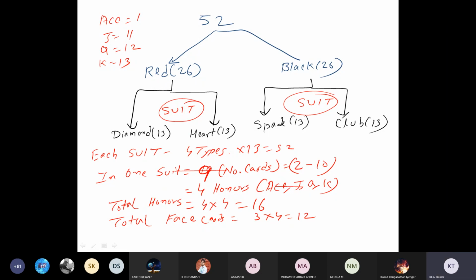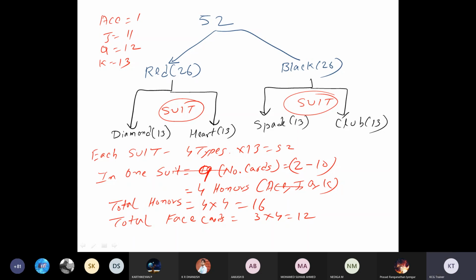These 4 cards, ace, jack, queen, king, are called honors. Honors means the most valued cards. There are 4 honors in one suit. In all 4 suits, there are totally 16 honors, so 8 black, 8 red. Out of the honors, if I remove the ace, the remaining 3, jack, queen, king, are given with pictures. That is why they are called face cards.